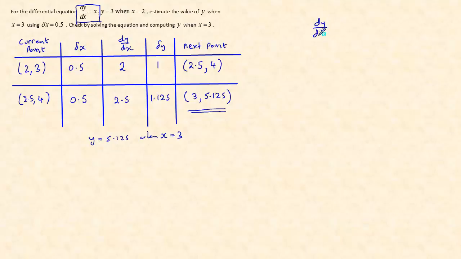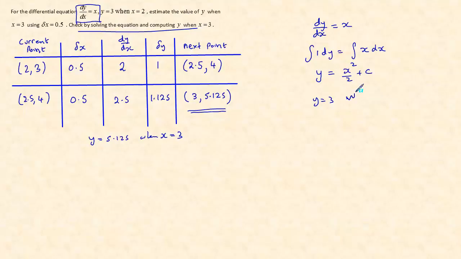Now, dy/dx is equal to x, so now we're doing this bit. So the integral of 1 dy would be the integral of x dx. So y is going to be x squared over 2 plus a constant. Now we know that y is equal to 3 when x is equal to 2. So 3 is going to be 4 over 2, 2 plus c, tells us c is 1. And so we have y is x squared over 2 plus 1.